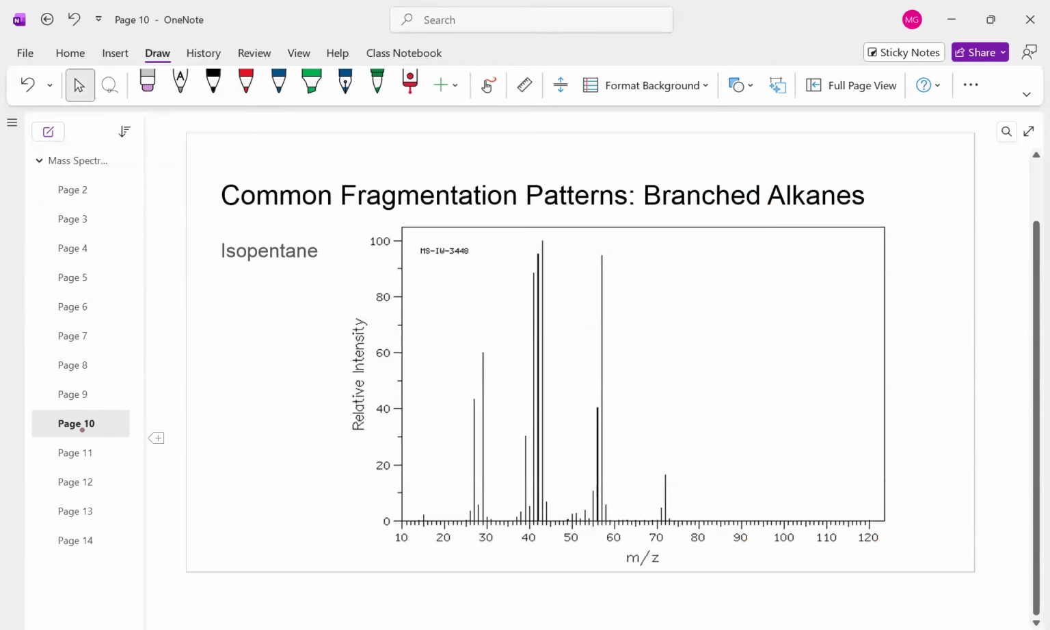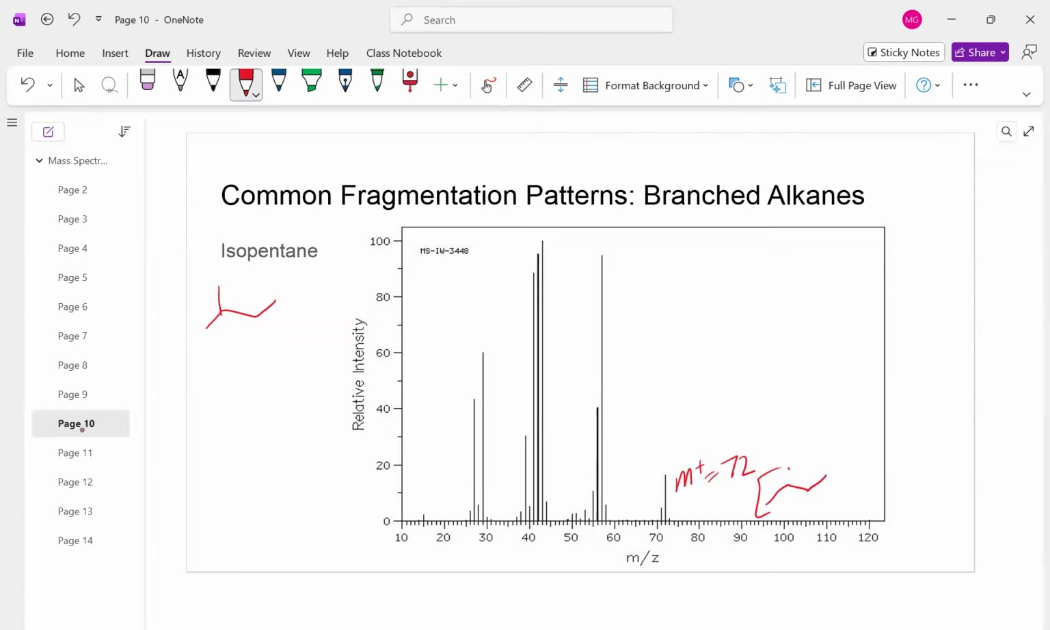Now, if they're branched, you'll see that same kind of instance here. But with branched alkanes, the major fragments tend to be the ones that would form more stable carbocations. So our molecular ion is here at 72. That's the mass of isopentane. So that's that radical cation. Once it gets hit by an electron, it becomes a radical cation. Notice it's not as abundant as the others, and that's normal. Sometimes it's very hard to find the molecular ion. It just depends on how stable it is.